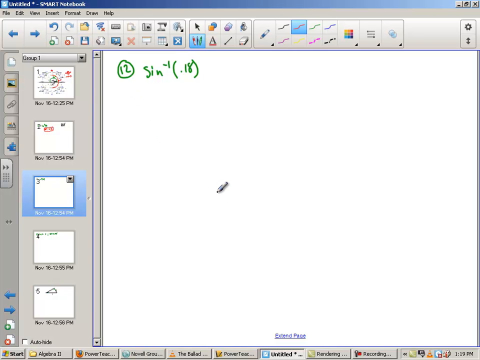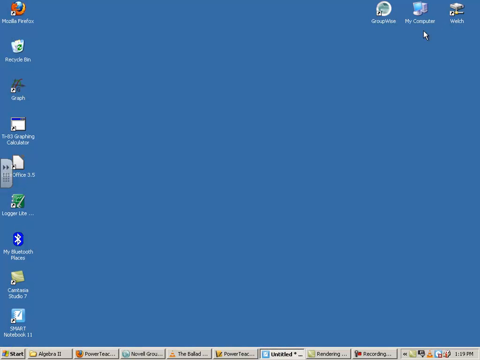On number 12, it asks for more of the same. It says, evaluate, this time with a calculator. Okay, and I didn't pull my calculator up, so we'll grab that real quickly, and it'll take just a minute for it to load.